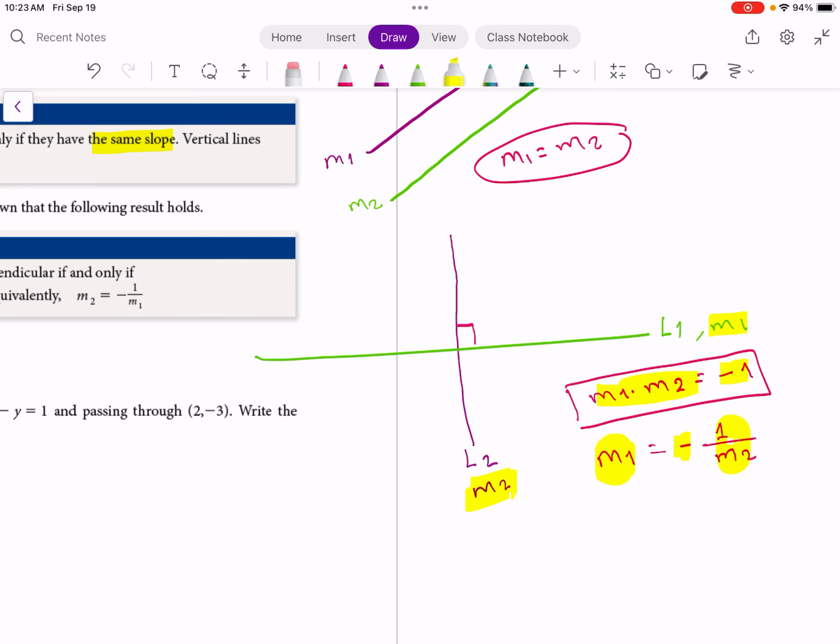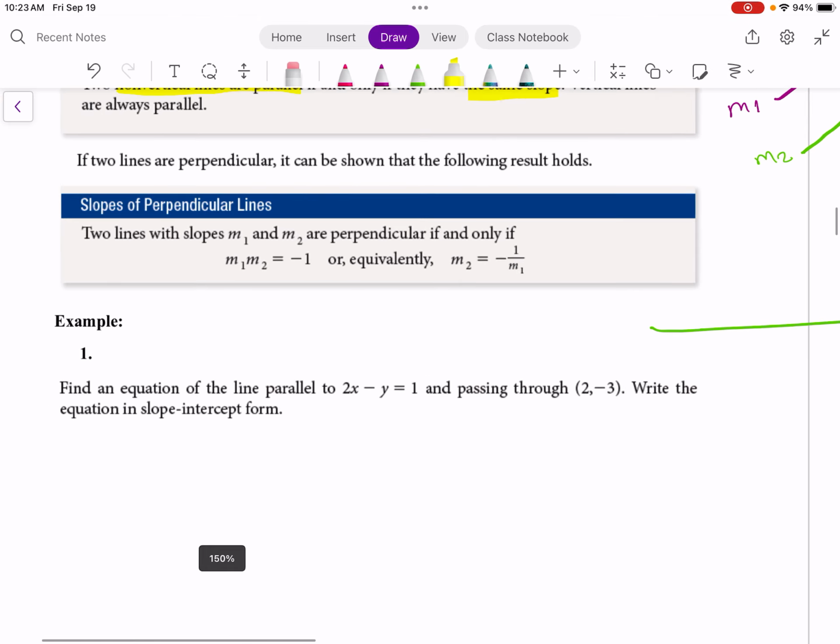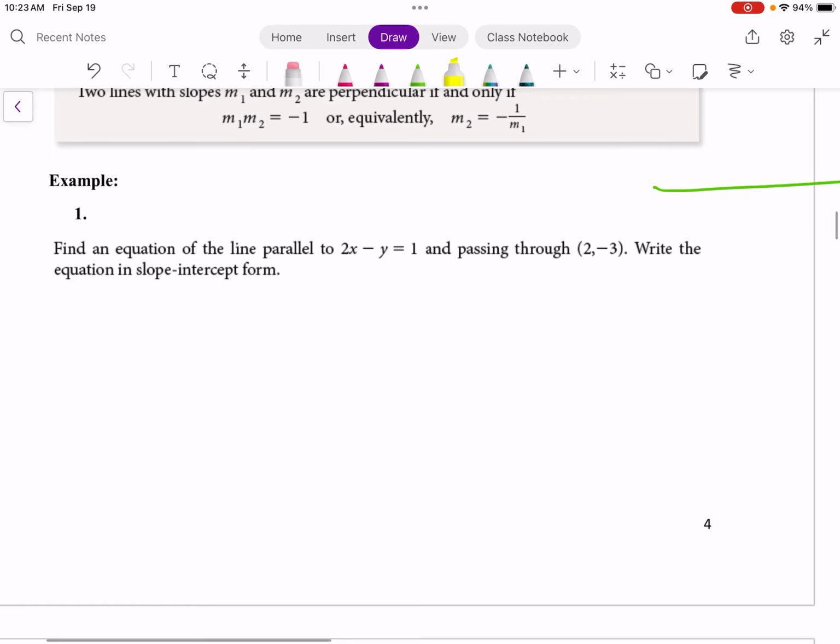Now let's go ahead and do some examples based on this. Here we are asked to find the equation of a line. Finding the equation of a line means you always have to think of these two forms: point-slope form, y minus y1 equals m times x minus x1, and the next form, y equals mx plus b. Every time you are asked to find the equation of a line, we always have these two forms.